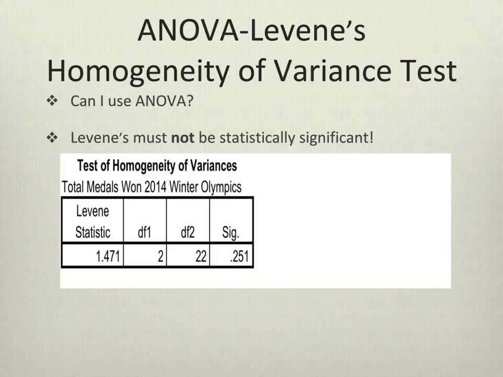Effectively, conceptually, what I'm looking for here is that I have all these different groups. Each of those groups has its own standard deviation around the mean. What I'm looking for is how different are those standard deviations. If they're too different, I can't compare these groups. Now in this case, I can. Levene's p-value is 0.251. It is not statistically significant. I may use ANOVA.